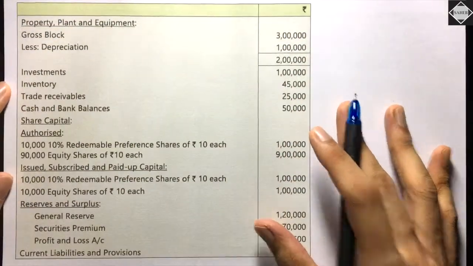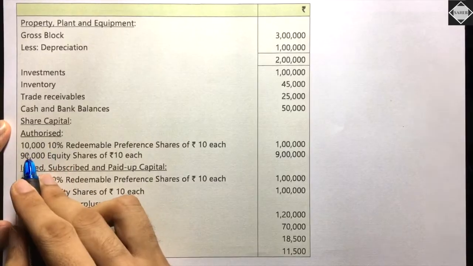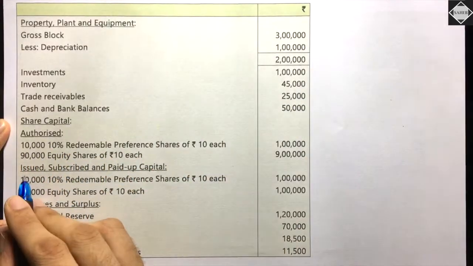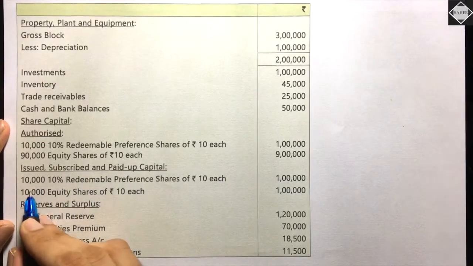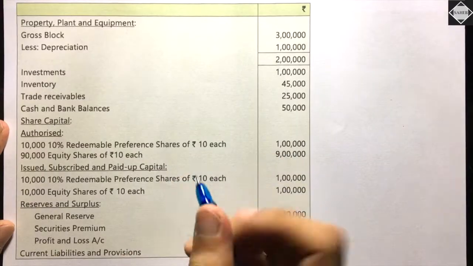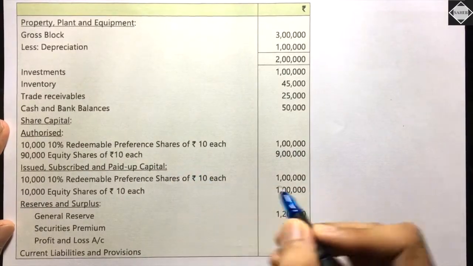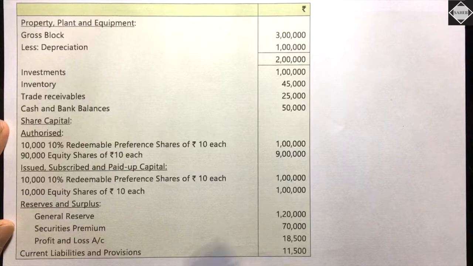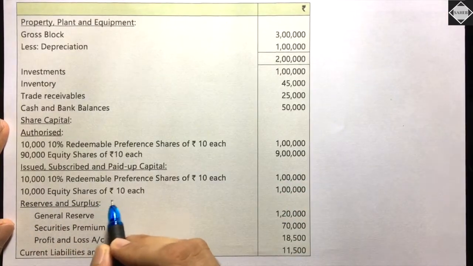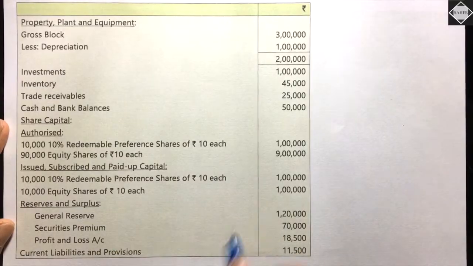And then we have equity and liabilities, share capital authorized 10,000, 10% redeemable preference shares of rupees 10 each. That's the authorized capital, leave the authorized. Issued, subscribed and paid up capital: 10,000, 10% redeemable preference shares of rupees 10 each, 1 lakh. 1 lakh is the preference share capital, and this is what we have to redeem. Clear? Easy. 10,000 equity shares of rupees 10 each, 1 lakh, that's the equity share capital.